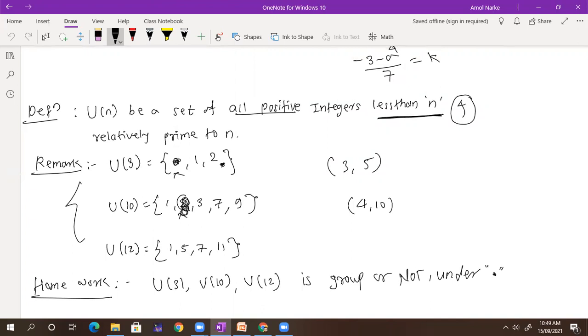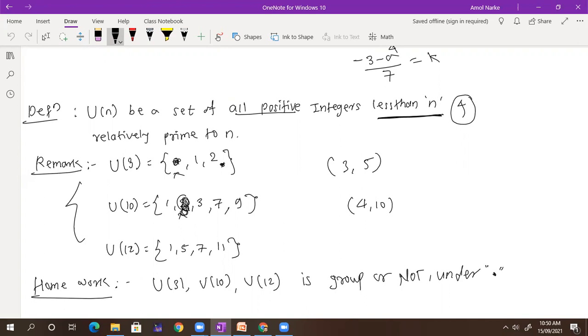So whatever you were asking, U3, U10, U12. U3 is nothing but all the elements that are relatively prime to 3. So 1 is always there, and then 2, because 3 is not there.